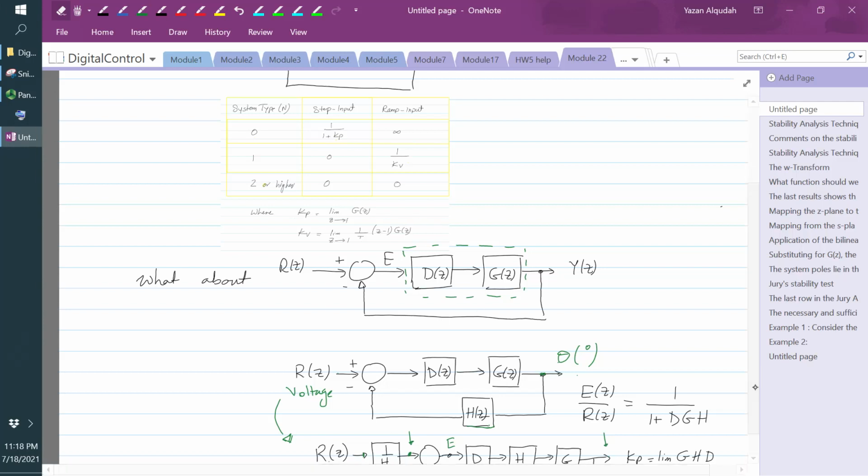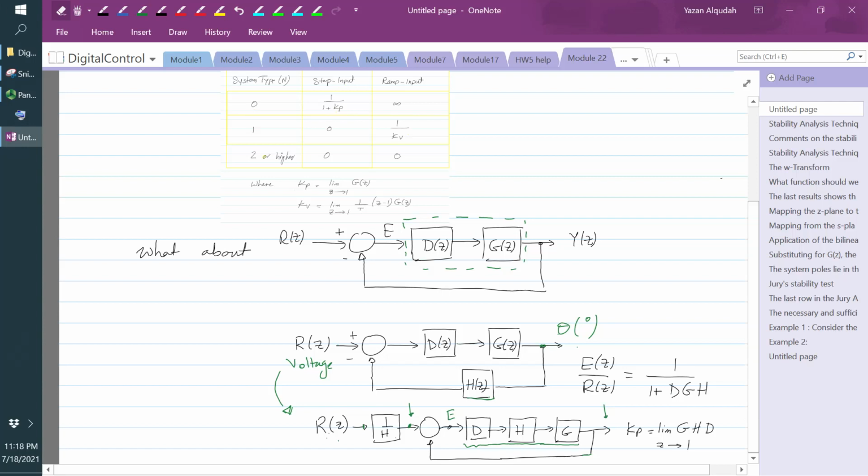Now what happens if we have a system that does not have a unity feedback? Can I use the table above? I cannot. The table above is derived for a unity feedback system. Now what happens if we have a non-unity feedback? We can either derive the expression for the error and then use the final value theorem to determine the steady state value of the error.